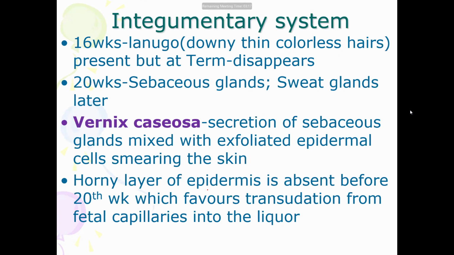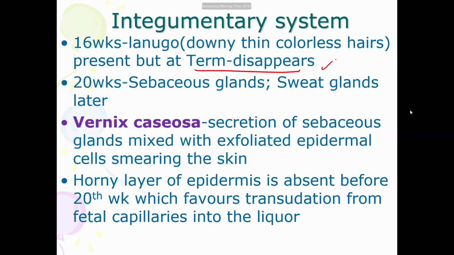What about the integumentary system? By 16 weeks, the lanugo, the downy hair, thin, colorless, fluffy hair, is present, and at term it disappears. So when we see lanugo in the fetus, think of preterm delivery. Usually in the preterm fetus you can appreciate the lanugo, but at term you cannot; it disappears.